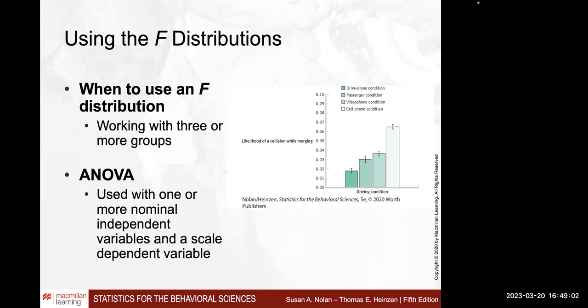So we have here the example of the likelihood of a collision while merging. The likelihood is quantified in a way that we're going to do in chapter 17 with the chi-squared. We're going to talk about likelihood and relative risks. But in a wider sense, look at it as a probability. So you have a probability to actually have a collision while you're merging on a highway, and there's a certain probability attached to each situation.